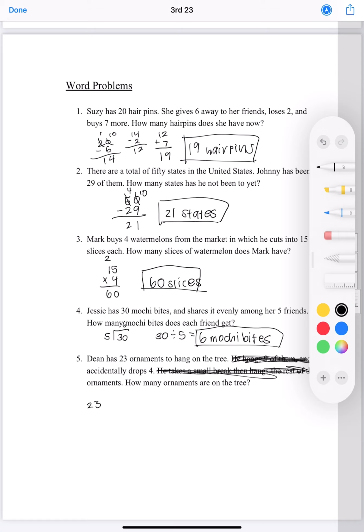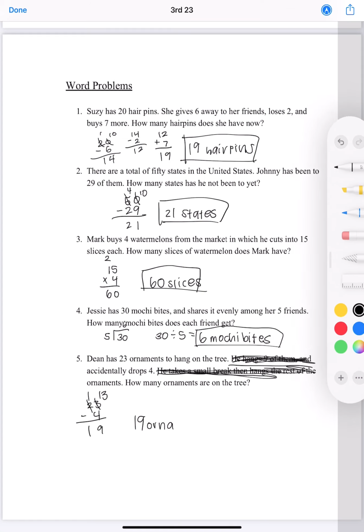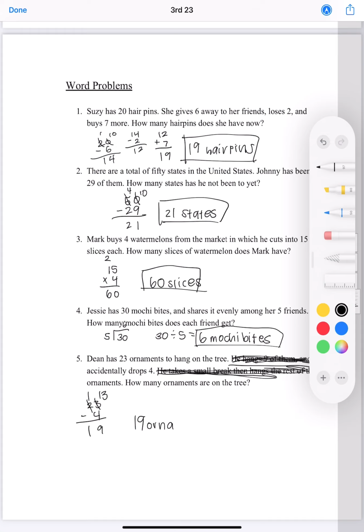So he has 23, but he drops 4 of them, so 23 minus 4. The 3 changes to a 13 by bringing over a 10 from the 2, and the 2 turns into a 1. 13 minus 4 is 9, and 1 minus nothing is 1. So the answer is 19 ornaments. We can get rid of this information over here because, other than the 4 that he drops, he hangs all of the 23 ornaments, or 23 minus 4 ornaments, which means that we can just disregard this information and just say there are 19 ornaments by subtracting 4 from 23.